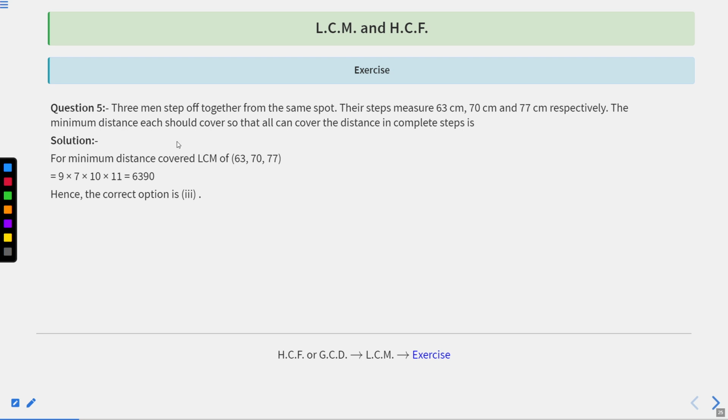So the minimum distance covered is given by LCM of 63, 70 and 77, which is equal to 9 into 7 into 10 into 11, which is equal to 6390. So the option correct here will be option number C.